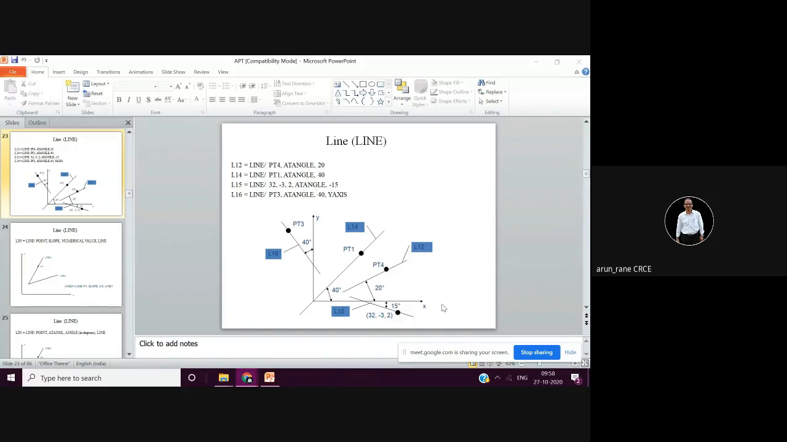Now minus 15: in our angle measurement system, we measure positive in this sense, that is counterclockwise with respect to the x-axis. Negative means it will be in the clockwise direction with respect to the x-axis, and so on. Similarly, line 16 is passing through point 3 at an angle of 40, and here it is written y-axis. So either you write y-axis or you simply say 130, that is 90 plus 40, 130.